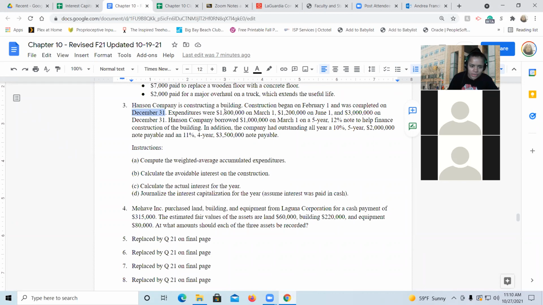Expenditures were 1.8 million on March the 1st. Remember, there was a requirement that you can only start capitalizing once expenditures have actually been made. So even though construction began on February the 1st, our first payment was only made on March the 1st, so this is the date we will use to begin the weighted calculation to see how much interest we can capitalize. You have a 1.8 million expenditure on March the 1st, 1.2 million on June the 1st, and 3 million on December the 31st.